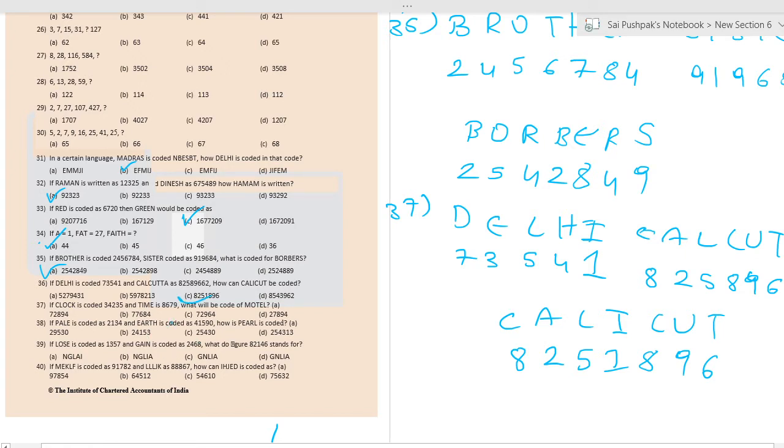So 37, 38, 39, 40, 41 all are similar to 35 and 36. Okay, sorry, 36. 37 to 41 are similar problems as 35 and 36. You guys do it.